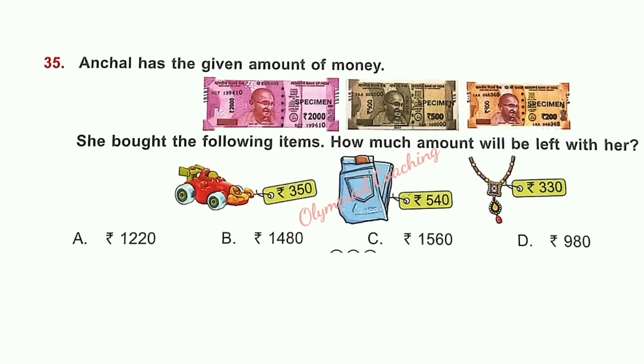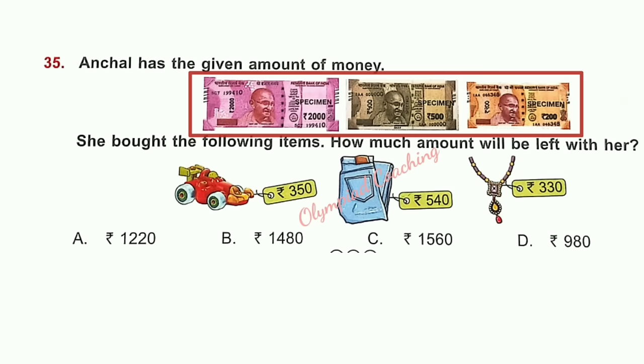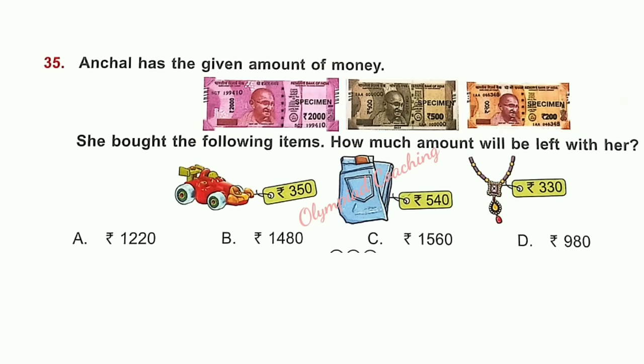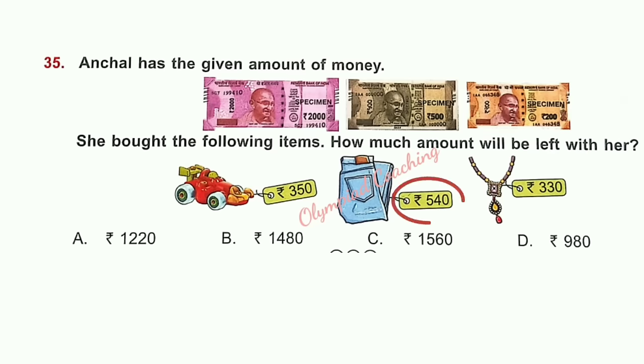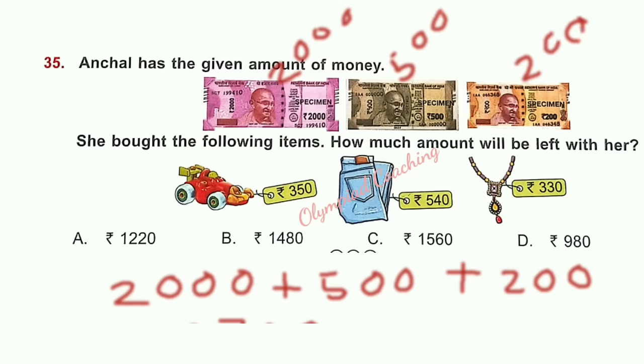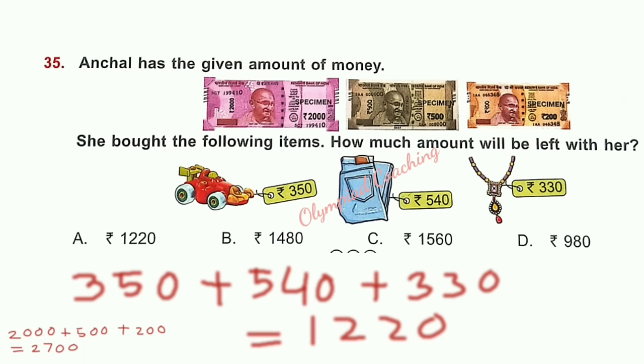Question number 35. Anshul has the given amount of money. This is the given amount of money. She bought the following items. How much amount will be left with her? She bought these items: 350 rupees, this is 540 rupees, and this is 330 rupees. So the total amount she had before the purchase is 2000 plus 500 plus 200 equals 2700.